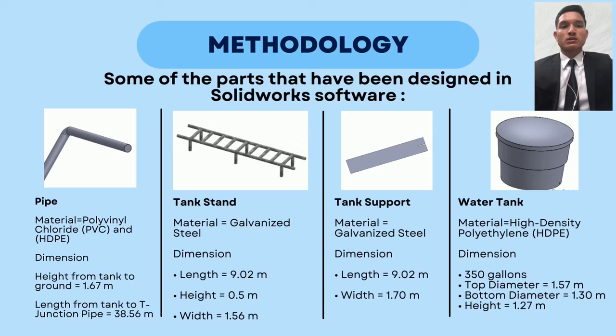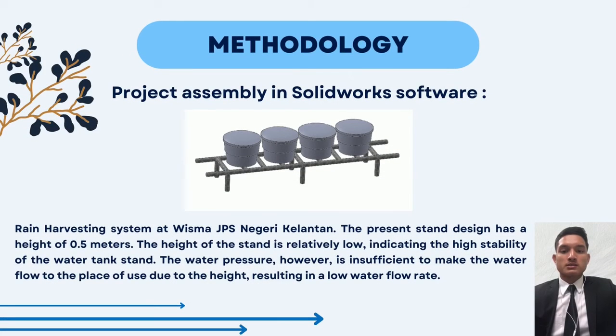high density polyethylene. And the dimensions for this water tank: the maximum volume is 350 gallons, the top diameter for the tank is 1.57 meters, the bottom diameter is 1.3 meters, and the height for the tank is 1.27 meters. After each of the parts is designed, this is the project assembly in SolidWorks software. Rain harvesting system at Wisma JPS Negeri Kelantan.